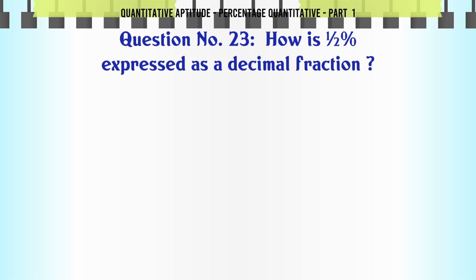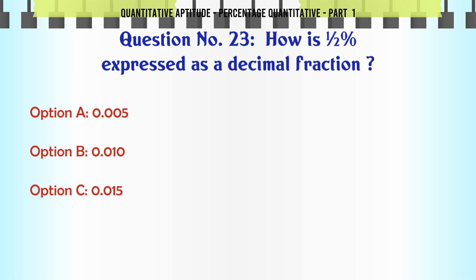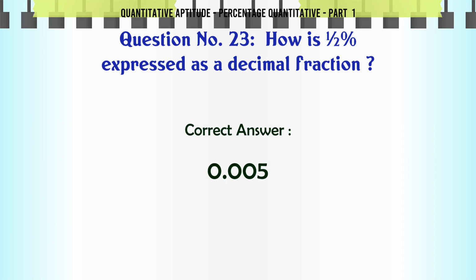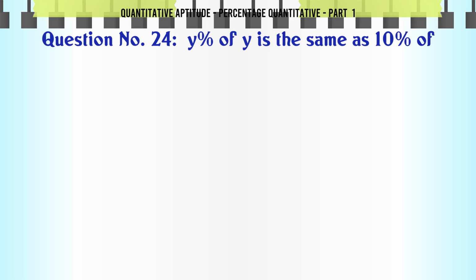How is a half percent expressed as a decimal fraction? A. 0.005, B. 0.010, C. 0.015, D. 0.050. The correct answer is 0.005.